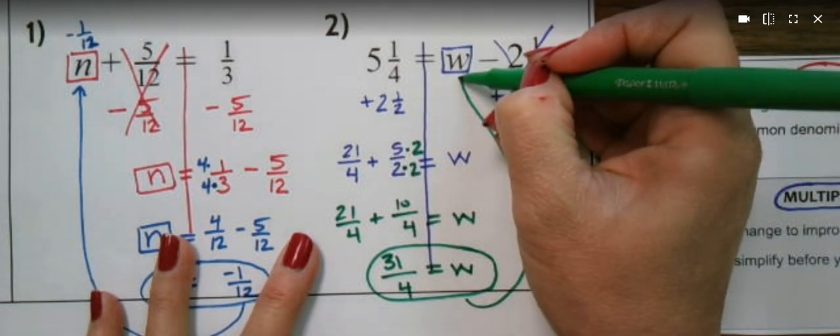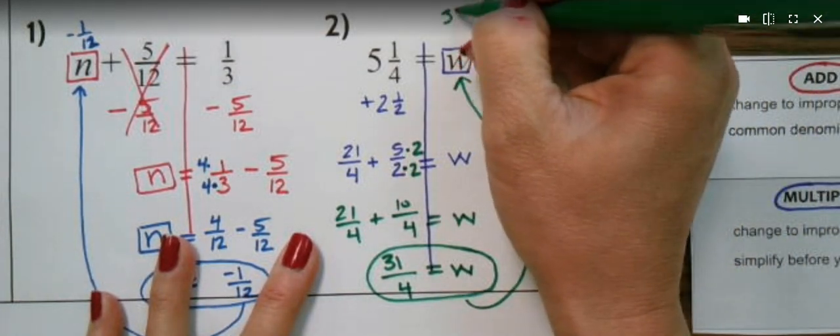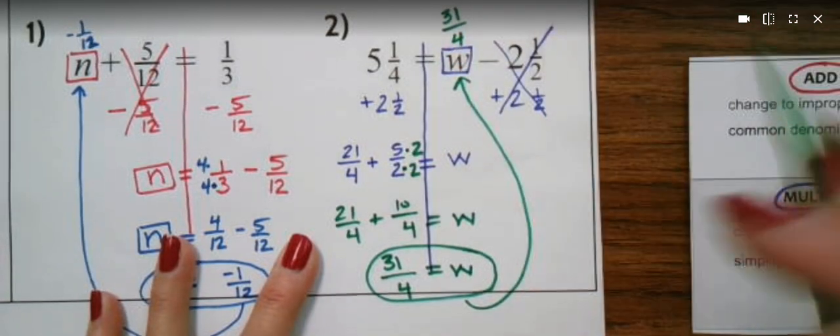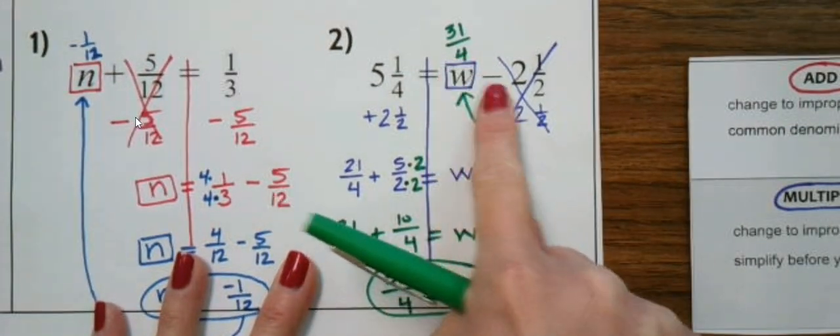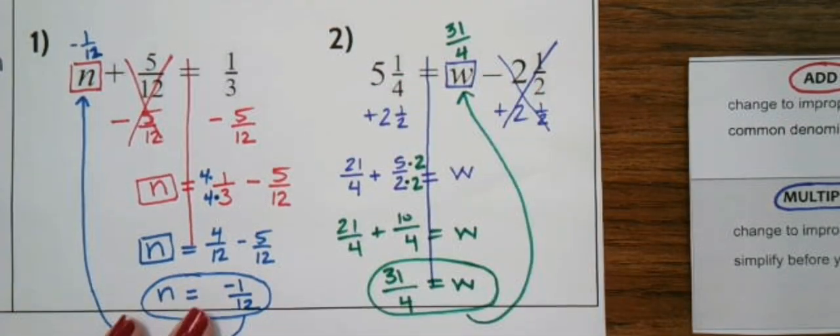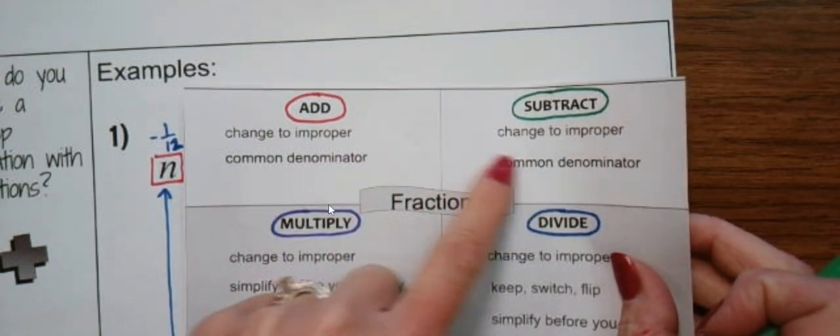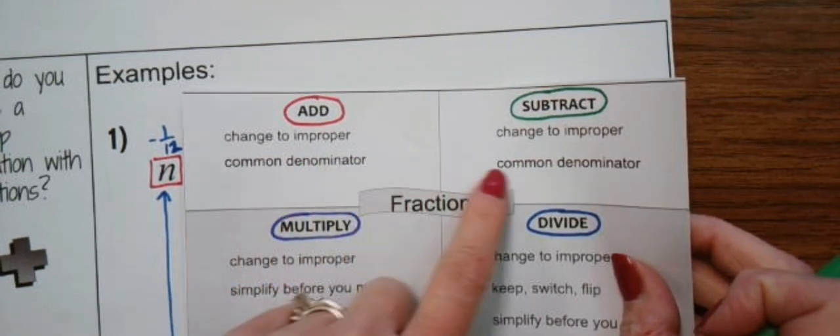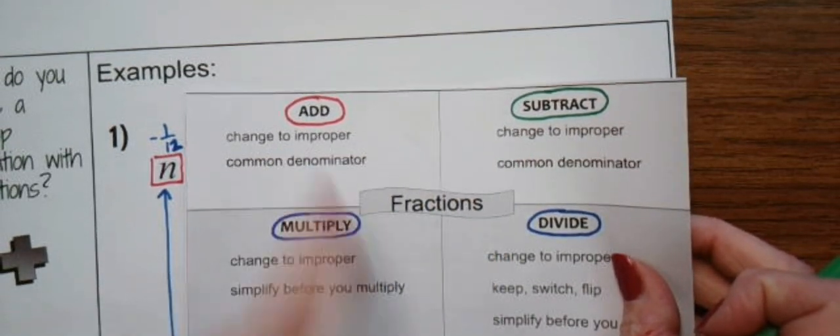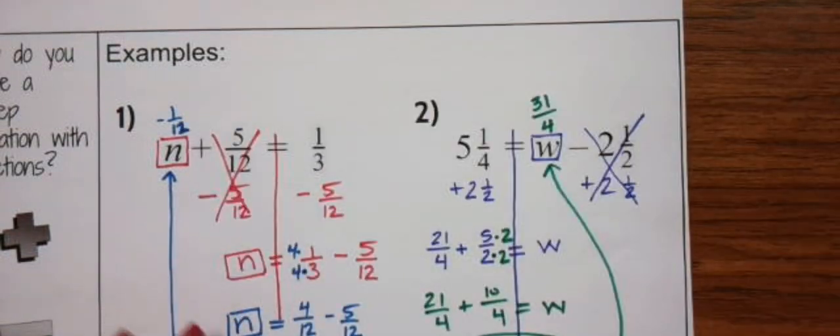And we know that if we put it back up here for W, 31 fourths, we could always check this on a calculator. Does 31 fourths minus 2.5 equal 5 and 1/4? That was our mystery W. So here we were doing addition and subtraction with fractions. We had to find a common denominator and change them both to improper. So those are our steps with add and subtract.